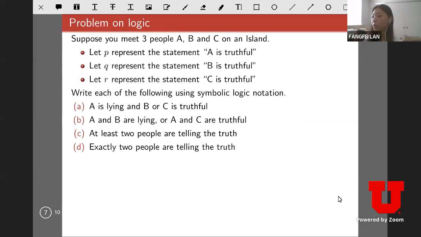So we have this one problem on logic. Suppose you meet 3 people, A, B, and C on an island. Let P represent the statement A is truthful. Let Q represent the statement B is truthful. Let R represent the statement C is truthful.